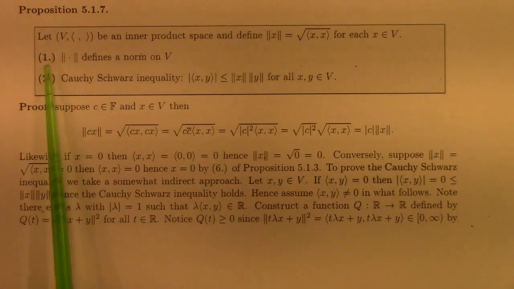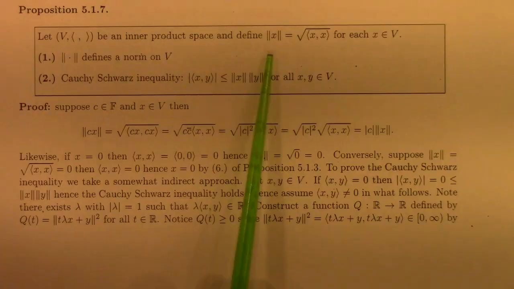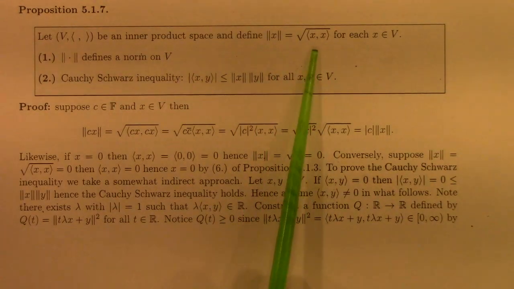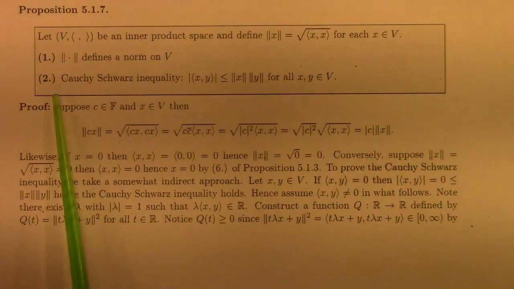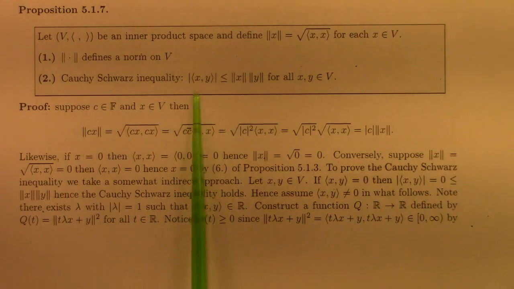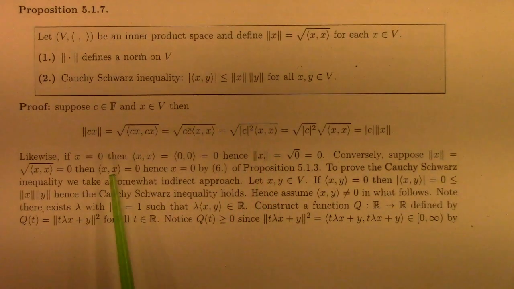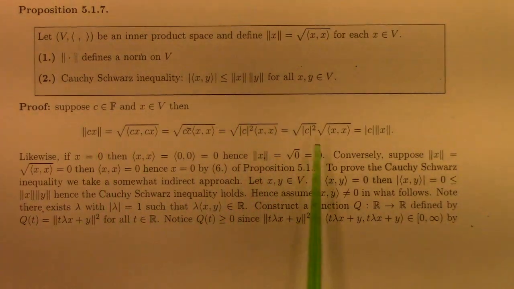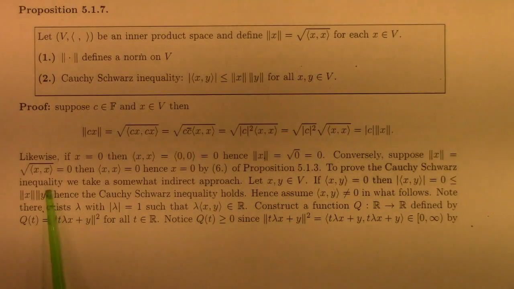So the basic point of proposition 5.1.7 was that if we define the induced norm by the square root of the inner product of x with x, then number one, it defines a norm on V, and number two, the Cauchy Schwarz inequality, which is stated right here, applies. So we did this in class. That was fine.